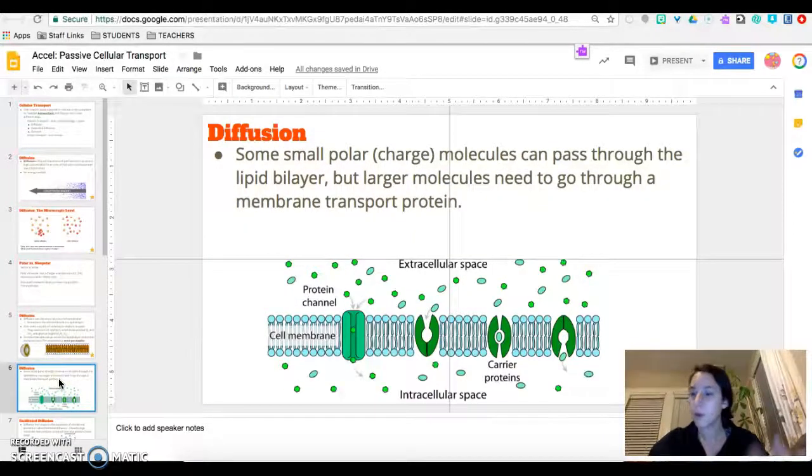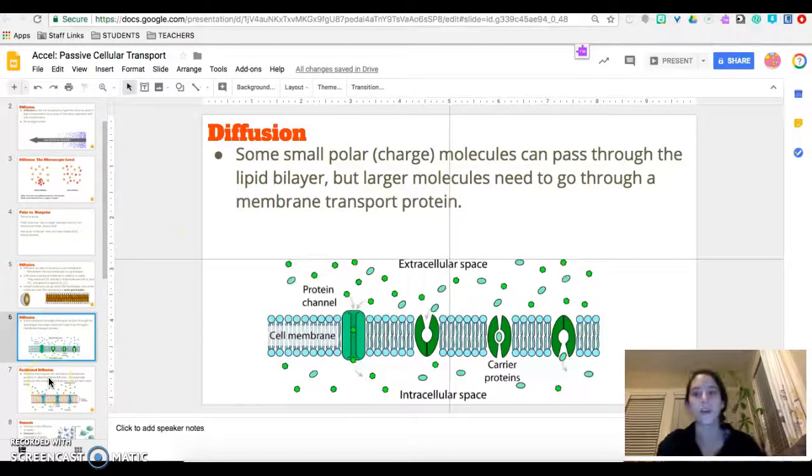All right. This is where I want you to know about polar and nonpolar. This is why I talked about it earlier. Some small polar charged molecules can actually pass through the lipid bilayer, but larger molecules need to go through what we call membrane transport proteins. We talked about these on Monday, so I guess today. We talked about these earlier when you went around the room getting the notes. That's what this is. Transporter proteins are so important because if something is too big, it can't go through without a transport protein, to make sure it goes across.